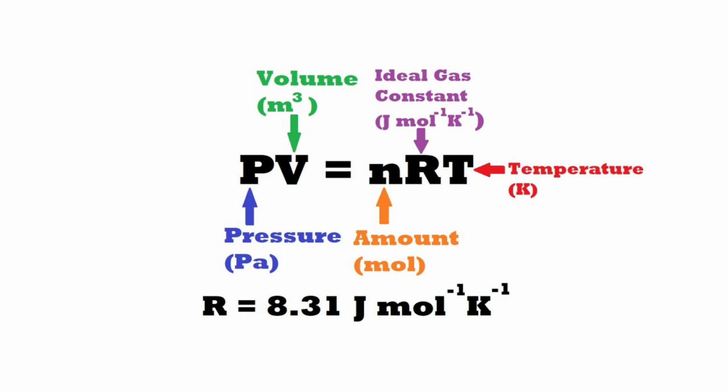In this unit combination, pressure is expressed in pascals, volume in cubic meters, amount is in moles, and temperature is in Kelvin. The ideal gas constant, which can also be referred to as the universal gas constant, the molar gas constant, or simply the gas constant, is in joules per mole per Kelvin.